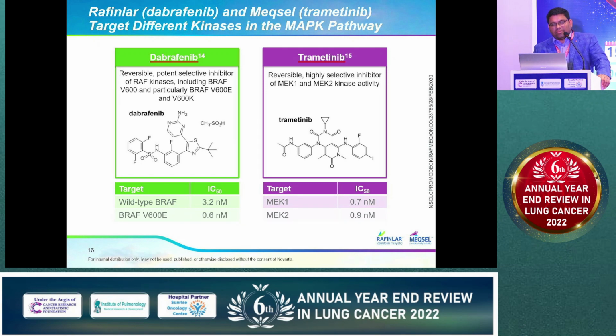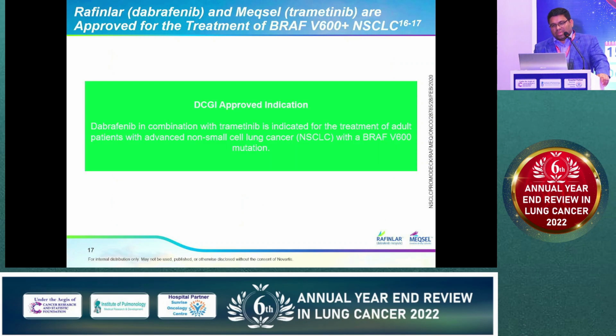And if you see the IC50, the IC50 for BRAF V600 is 0.6 nanomolar. For MEK1 and MEK2, it is also below 1. And if you look at the other types of BRAF, this is around 1.82. So the IC50 is very low for V600E.